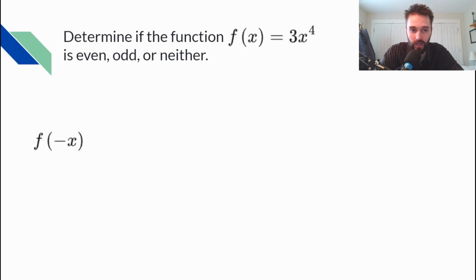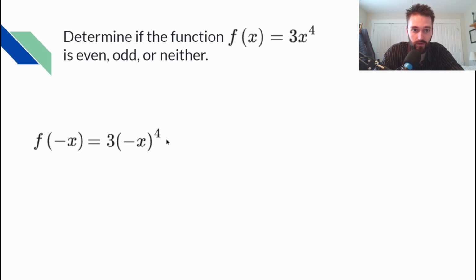Okay? When we plug negative x into the function, we get 3 times (negative x) to the 4th. All right, that's what the function says to do. It says to take what you're given and raise it to the fourth power, and then multiply the whole thing by 3. All right? So we have 3 times this to the fourth.